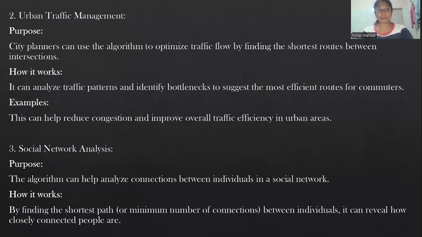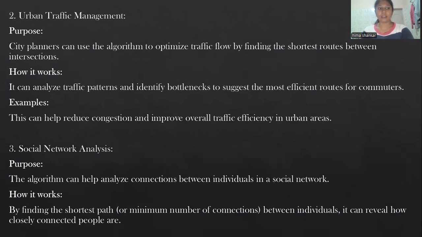Next, traffic management systems. City planners use the algorithm to optimize traffic flow by finding the shortest path between intersections. How it works: it can analyze traffic patterns and identify bottlenecks to suggest the most efficient routes for commuters. Example: this can help reduce congestion and improve overall traffic efficiency in urban areas.